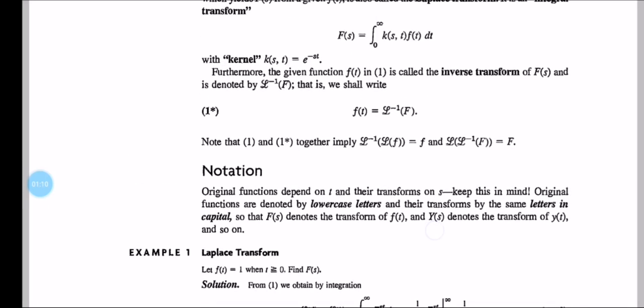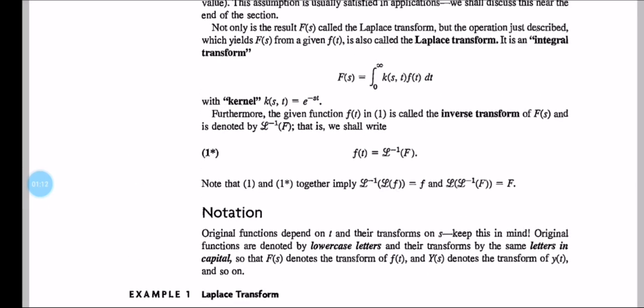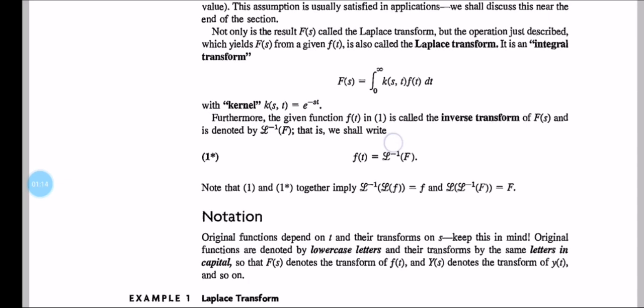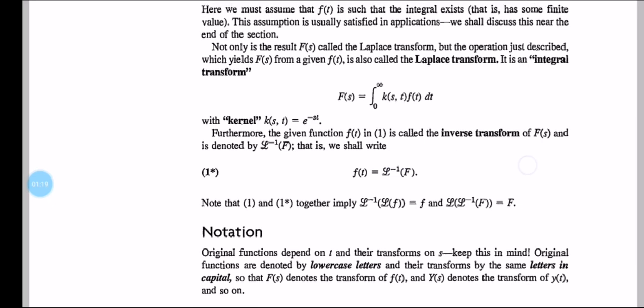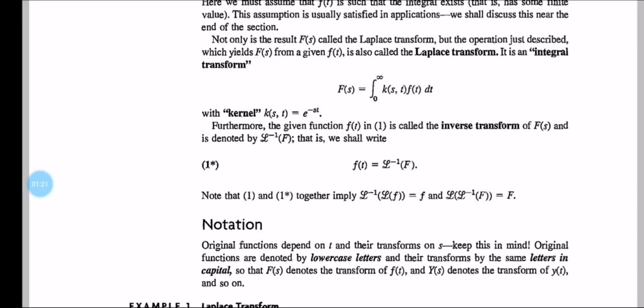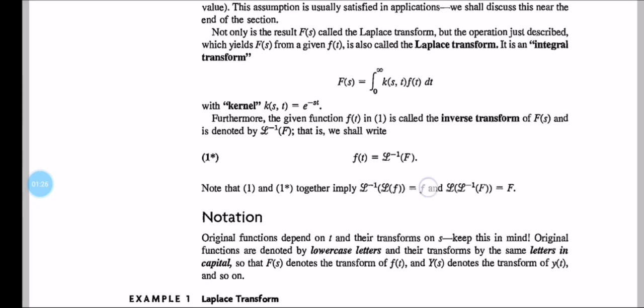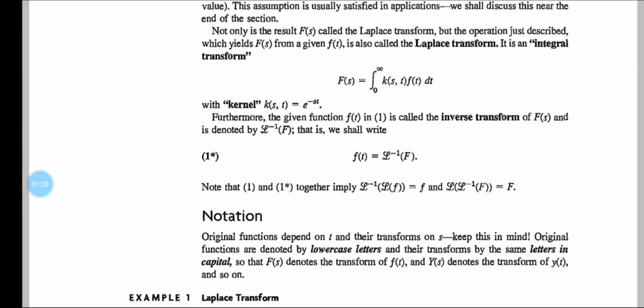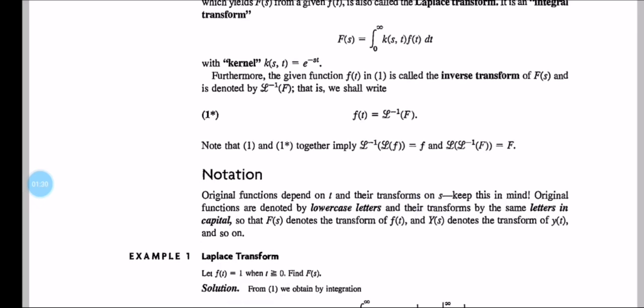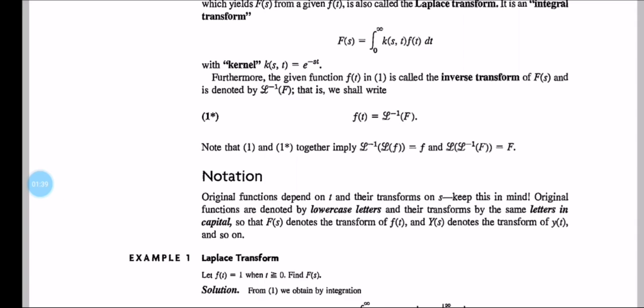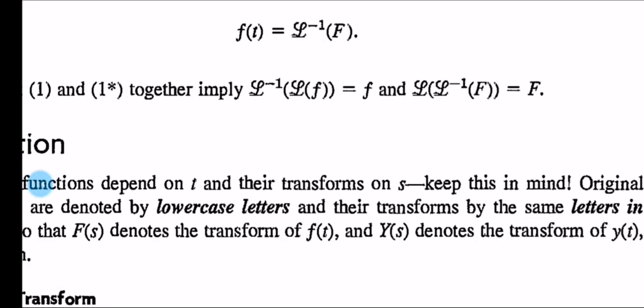If we want to get the original function f(t), then we have to do the inverse Laplace transformation, which is denoted by L inverse of F. So f(t) can be written as L inverse of F. Basically, L of f is the Laplace transformation of a function f, and if we again take the inverse, L inverse of L of f, then we will get back f.